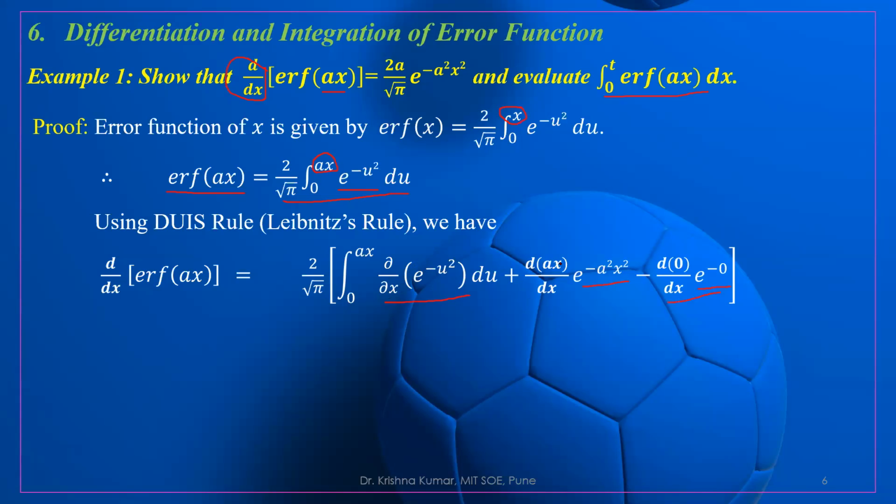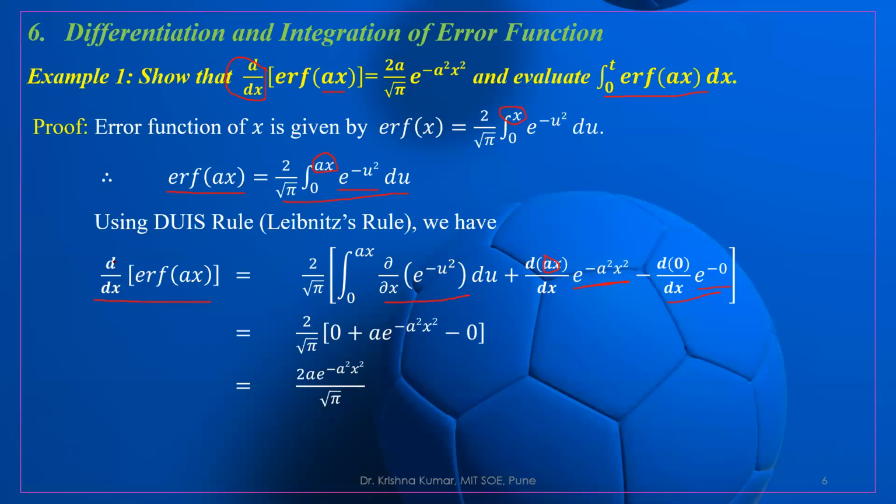The derivative of ax with respect to x is a. We are getting a, and e to the power minus a square x square. So 2 upon root pi times a e to the power minus a square x square minus 0. If we simplify it, we get 2a e to the power minus a square x square upon root pi. So this is the derivative of the error function of ax.